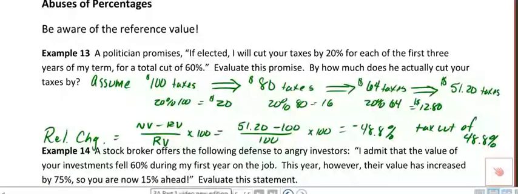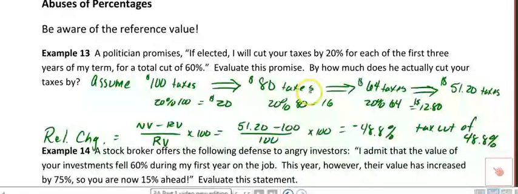So we find out that he does not actually cut our taxes by 60%, and it has to do with this reference value. So I came up with a situation. I said, let's pretend that we owe $100 in taxes when he gets into office. If he cuts it by 20% that first year, that means my taxes are cut by $20. So my taxes next year would be $80.